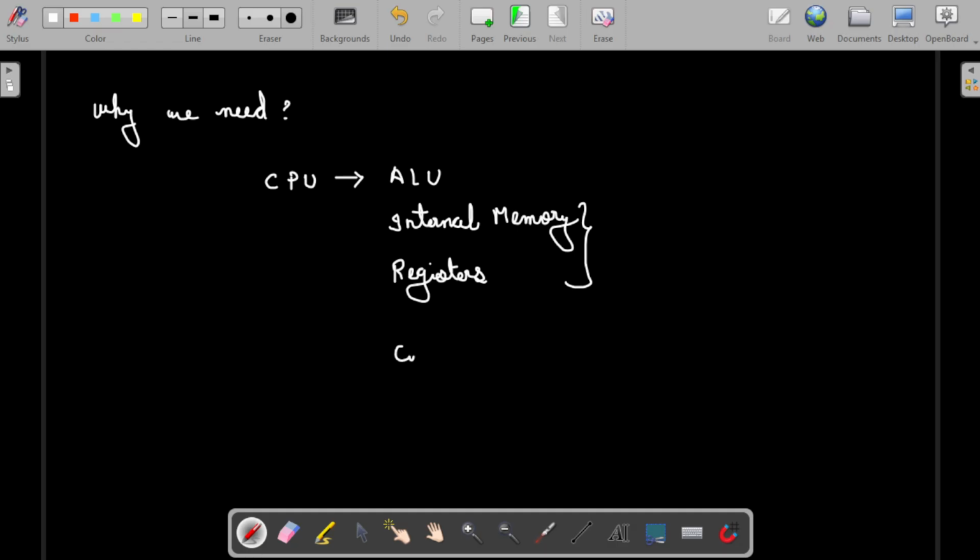There is another part, that is the control unit. The ALU is the major part that will do mathematical and logical operations. The inputs for these operations are kept and stored in internal memory, which is nothing but registers or caches. These operations are handled by the control unit. The control unit only gives instructions to the system, like whether to add or multiply, or from where to get the input. So those kinds of details are taken from here.